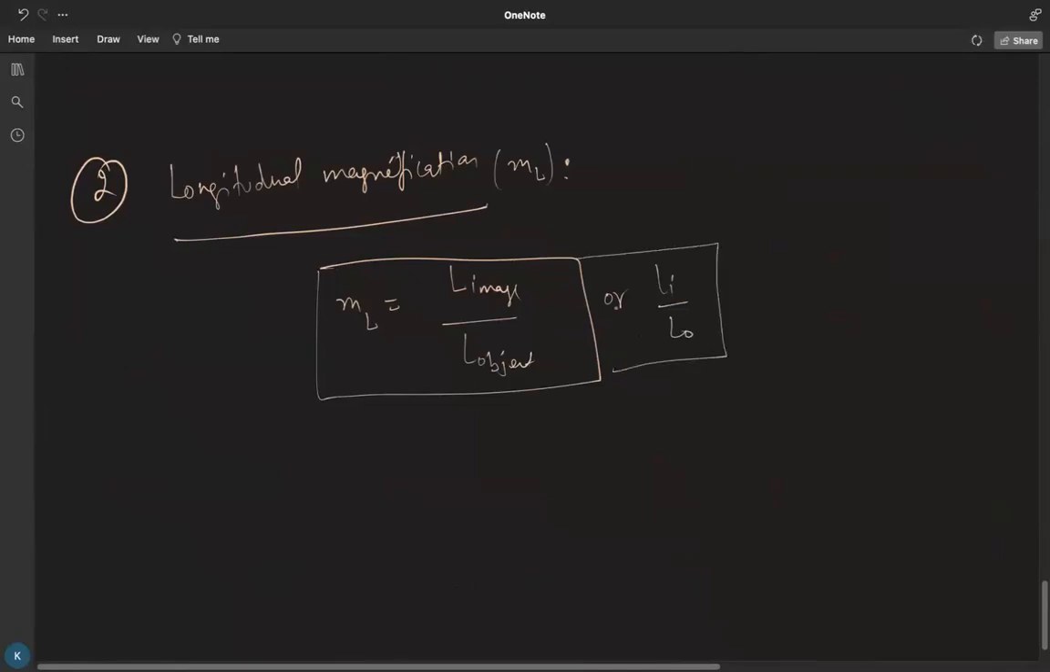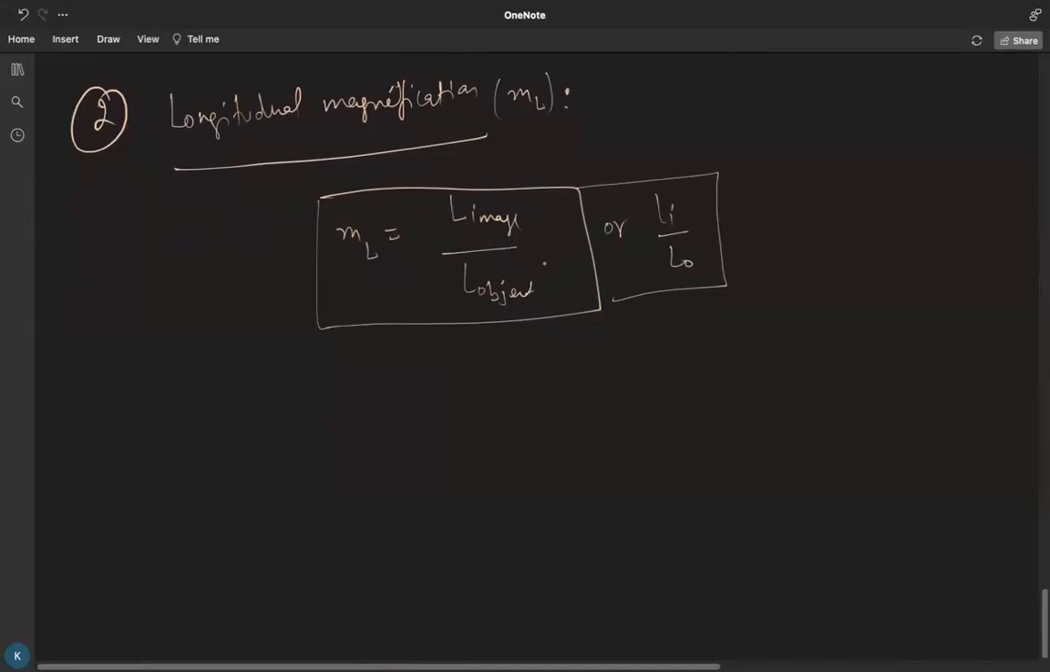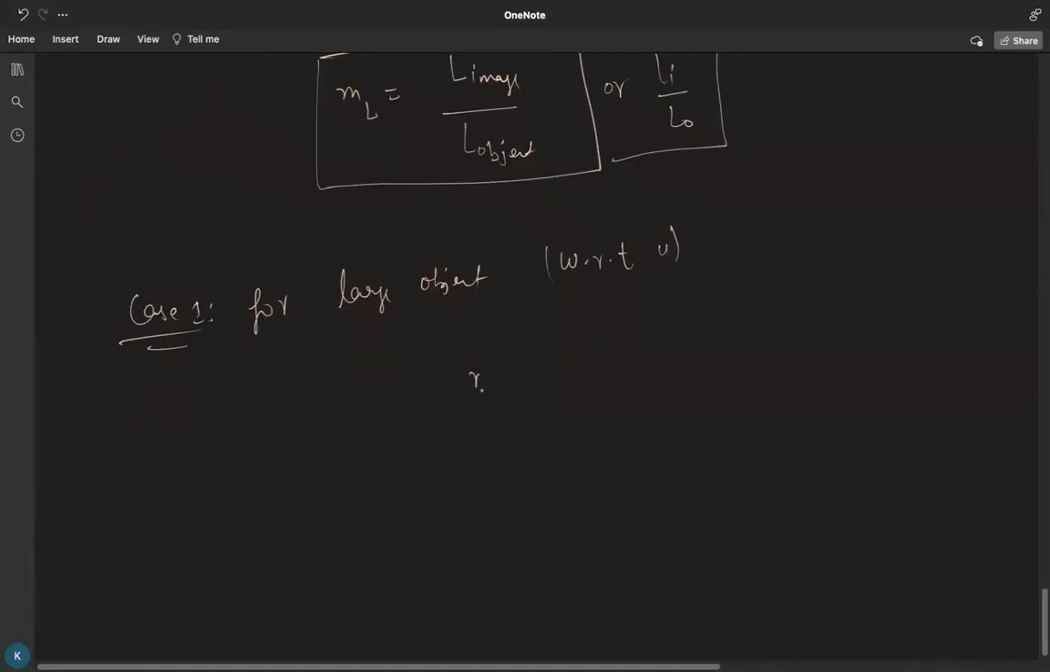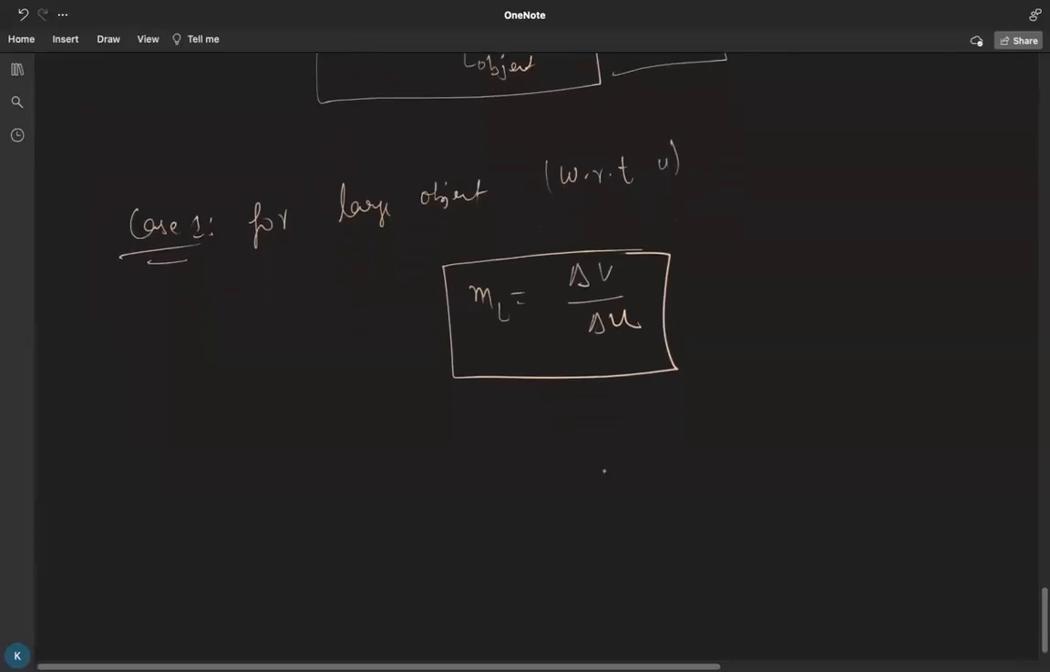Okay. Now, whenever we consider a large object, let me take some cases. Case one: if I'm considering a large object, with respect to the distance of the object from the pole. In that case, the longitudinal magnification is equal to delta V by delta U. I'm going to prove it, because I'm just claiming this. Just watch.